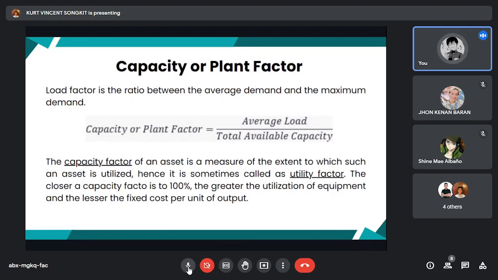The closer a capacity factor is to 100%, the greater the utilization of equipment and the lesser the fixed cost per unit of output. For example, if on average 7 out of 10 machines are used in a manufacturing plant, then the capacity or plant factor of the machines is 70%, since the average load is 7 and the total available capacity is 10, so we get 0.7, and then we convert that to a percentage, hence we get 70%.